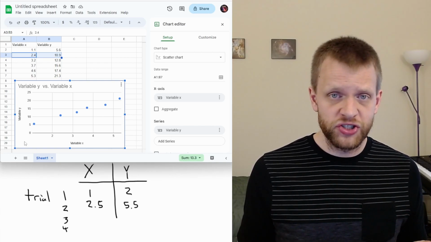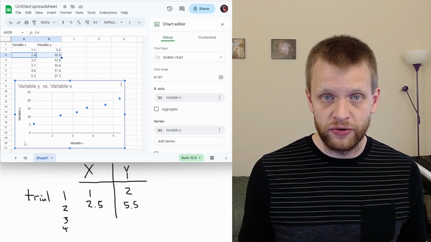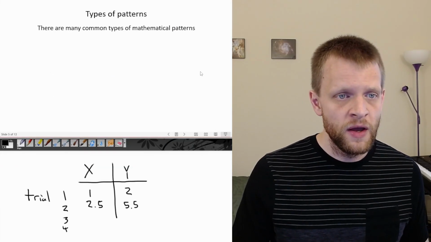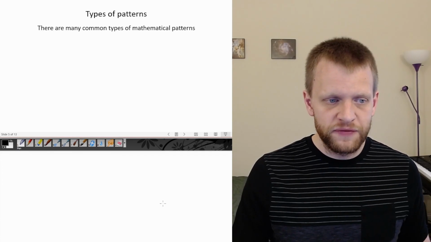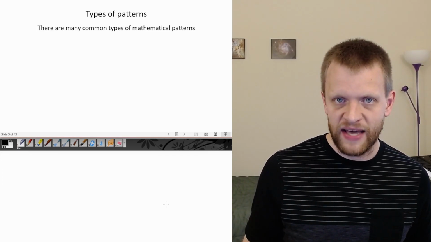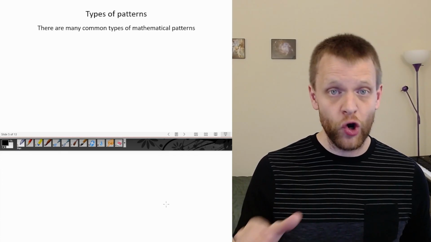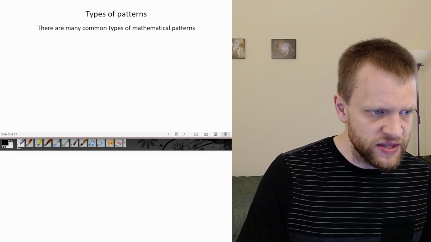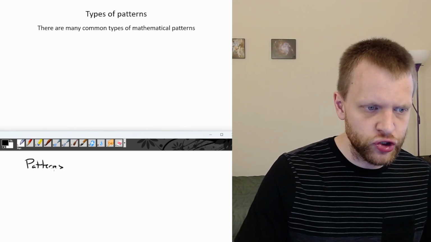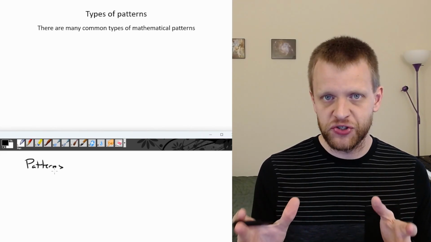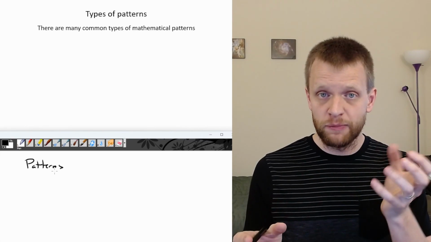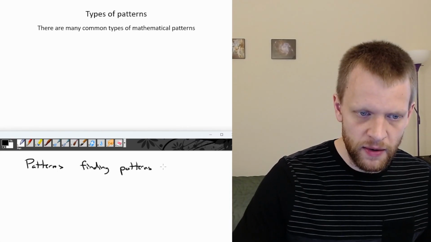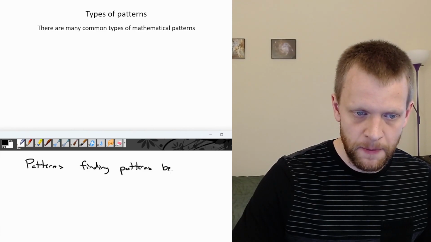So what are some of the different kinds of mathematical patterns that we might see in some kind of experiment? There are a number of common mathematical patterns. These are by no means the only mathematical patterns that exist, but basically these patterns are going to try to find relationships between my variables x and y.